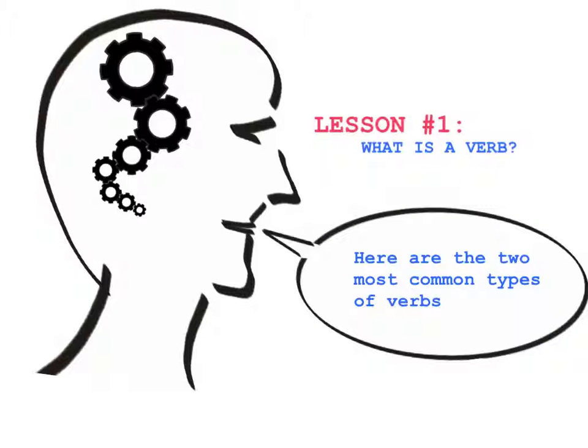Because the act of reading and the act of writing both center around the verb, it's very important that our first lesson be to identify verbs. Today we're going to talk about two of the most common types of verbs.